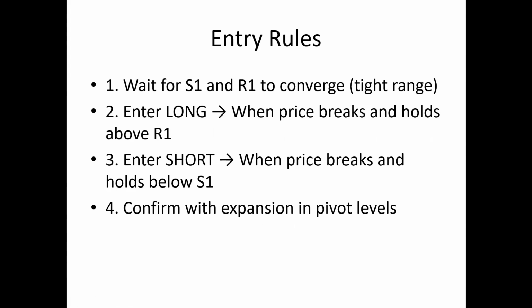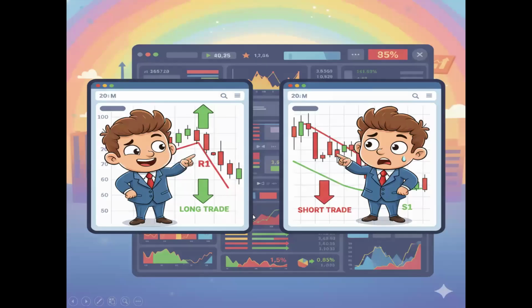Tight range, enter long when price breaks and holds above pivot and R1. Here, what happens automatically, you need not worry, the pivots turn into either green or red, either for short or for long. Confirm with expansion in pivot levels. So, this is the long trade and the short trade you can take over here comfortably.